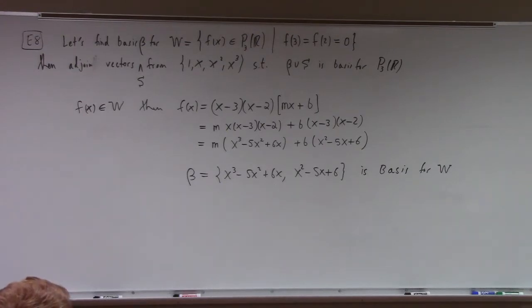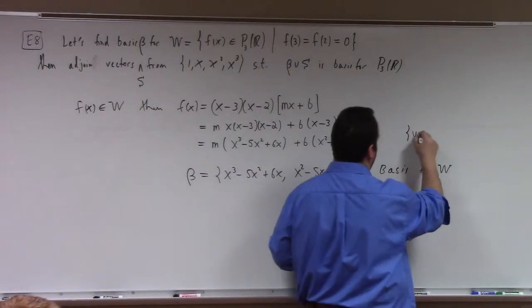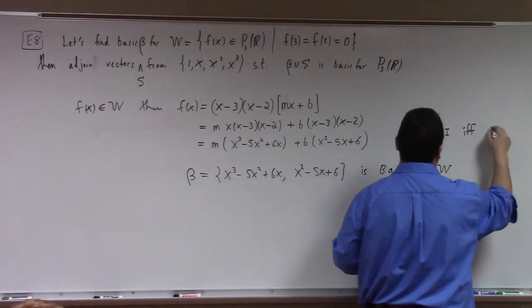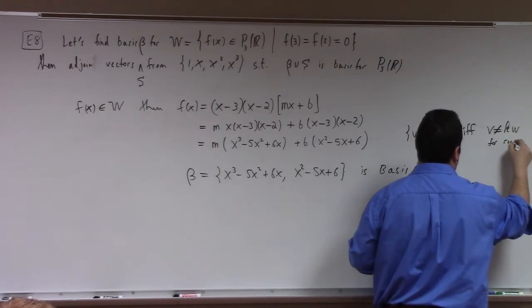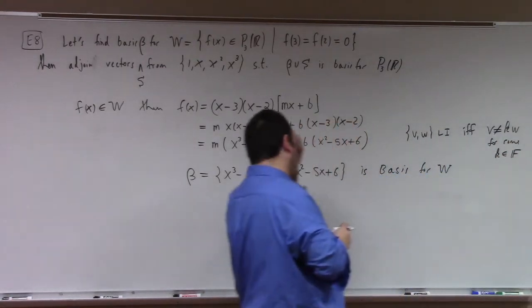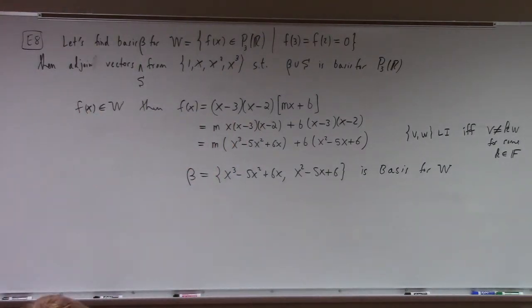Right. Now you're like, well, x times the second one gives me the first, so isn't that a multiple? Can we multiply by x? Is x a scalar? It is not, so that does not count. It has to be a scalar multiple. V, W are linearly independent if and only if V is not equal to kW for some k in the field. That is clear for this.